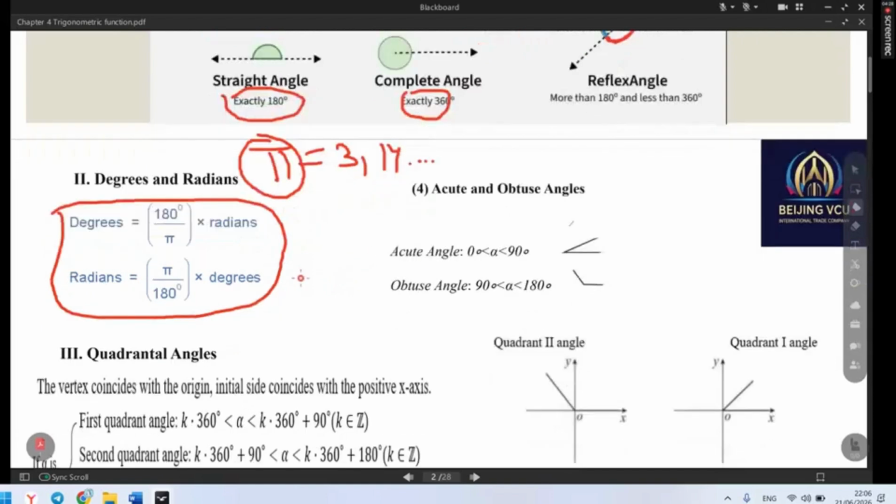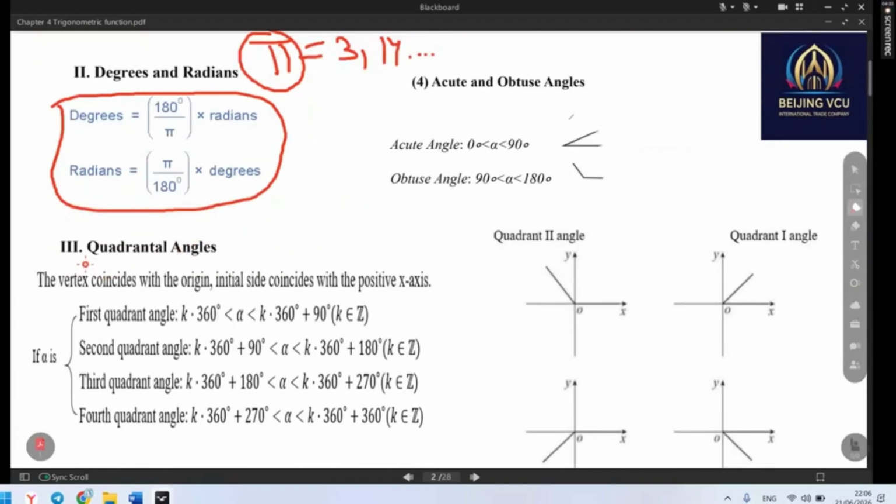I think you also know this. And then the third one, you have to know about the quadrant angles, which means the vertex coincides with the origin and the initial side coincides with the positive x-axis. The initial side is the beginning point, right? It is lying on this area, and then here is the angle, the angle alpha. And the vertex should coincide with the origin, that point. The initial side coincides with the x-axis, right?